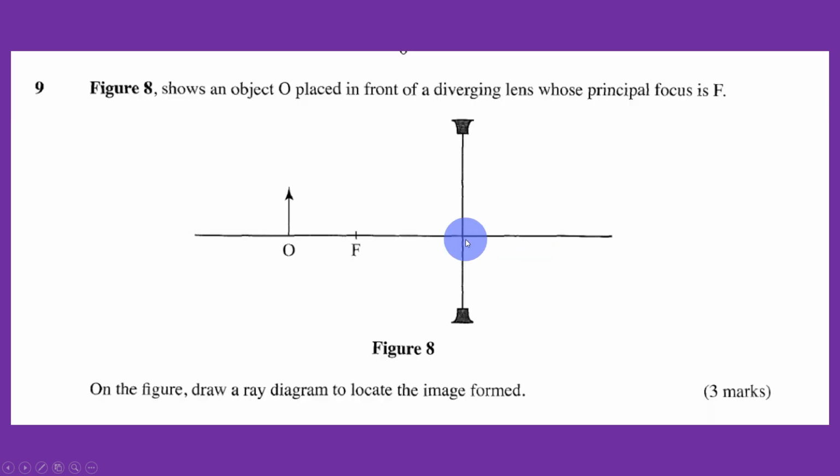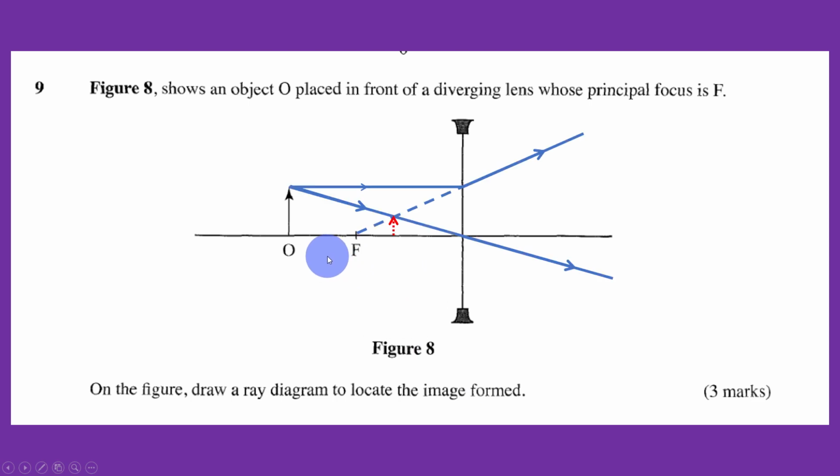Let's go to question 9. In question 9, this one is very easy. We're told that figure 8 shows an object O placed in front of a diverging lens whose principal focus is F. On the figure, draw a ray diagram to locate the image formed. And I've already drawn this diagram. So apparently I've used the third rule, which says that a ray of light which passes through the center of the lens never gets bent at all. So I used this one.